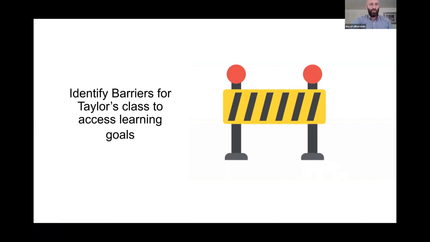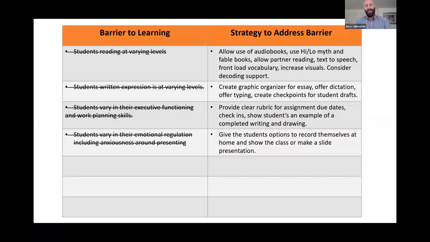What are the barriers going to be? One way to think about the barriers, or just think about UDL in your class, is to just create a T-chart. And Taylor knows, right? The students are reading at various levels, right? She's got two students who have phonologic deficits. She's got these other students who phonologically are fine, but they don't know how to read. She's got these other students who are language learners. They may have trouble with their vocabulary, right? So what are ways that we can eliminate them, right? Is it going to be audiobooks, using high-low myth and fable books? Allow partner reading? Is it going to be text to speech? We're going to front load the vocabulary, the visuals, and how we can think about the decoding support. And then the writing is obviously going to be on various levels too.